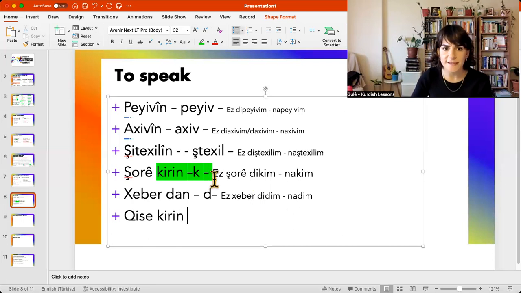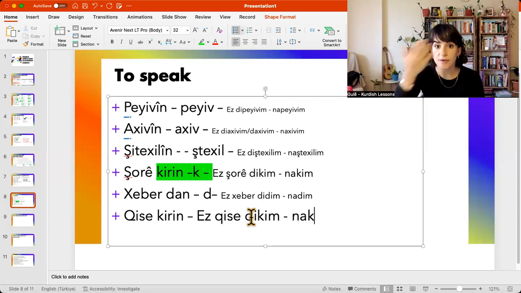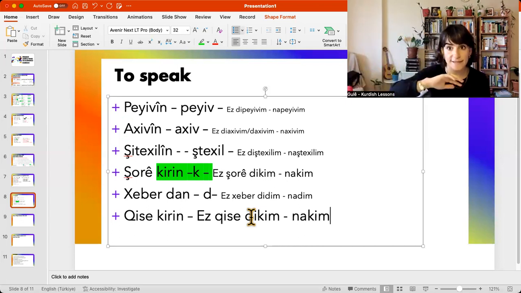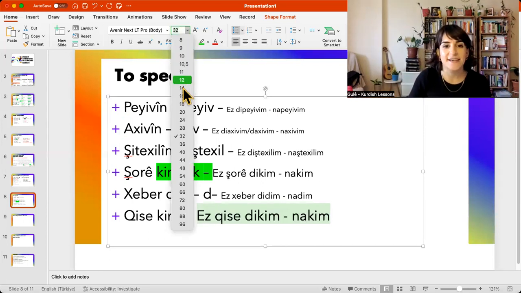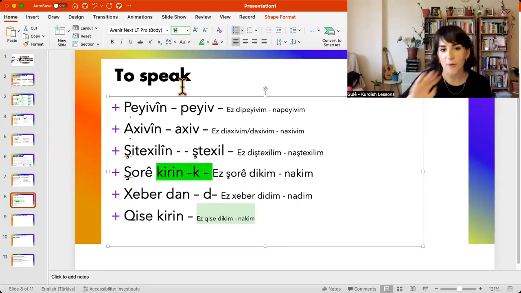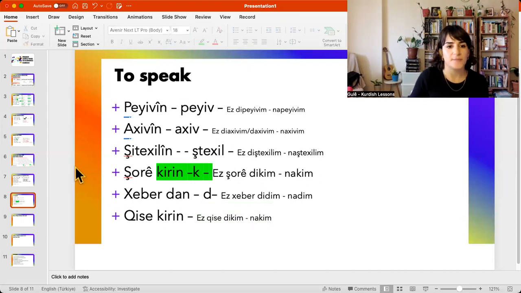Okay? And qsekirin is like shorekirin, "as qsedikim." Negative is "qsenakim." Tu qsediki, tu qsenaki, o qsediki, o qsenaki, am hun o qsedikin, am hun o qsenakin. It's just for you to see all. I hope that's all the verbs. Yeah, I checked the dictionary. I think it was the whole list for speaking.